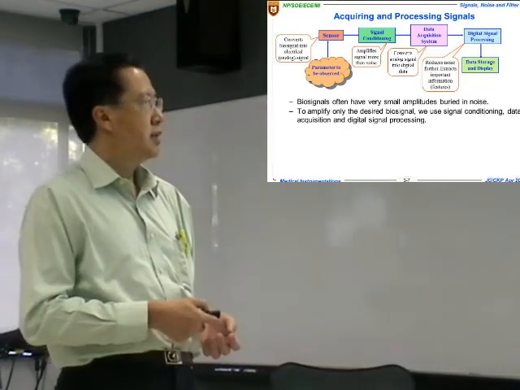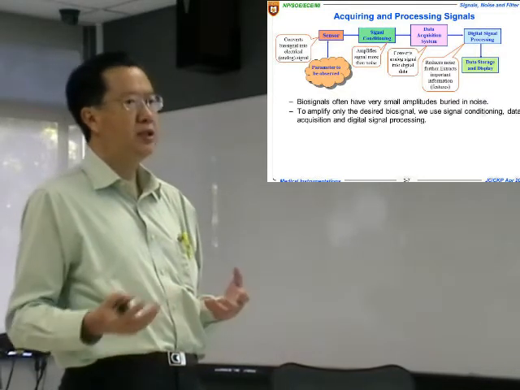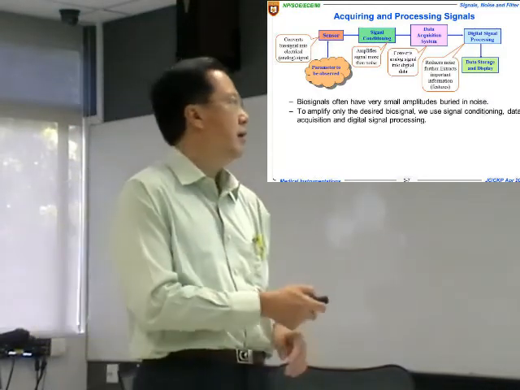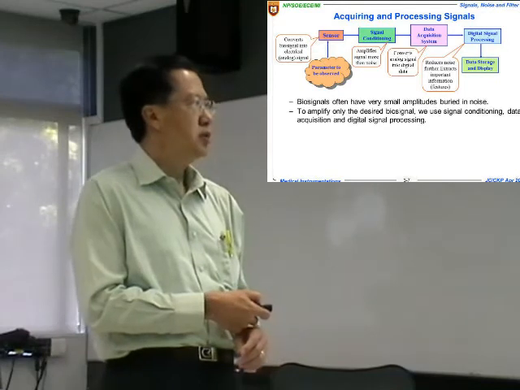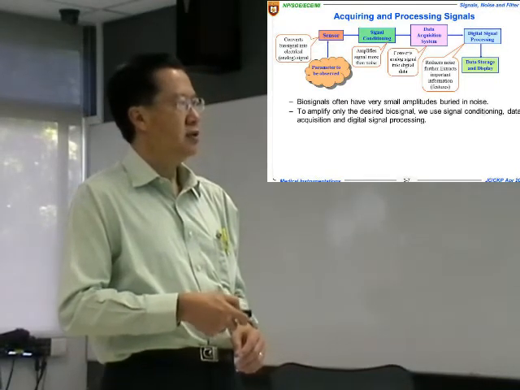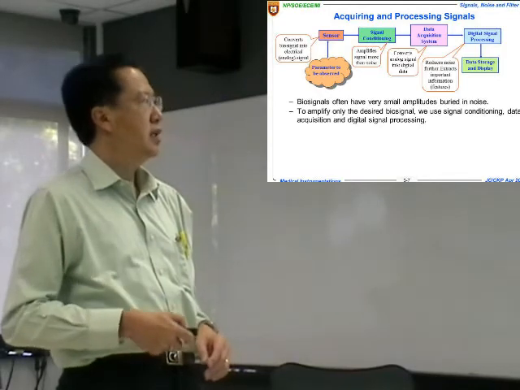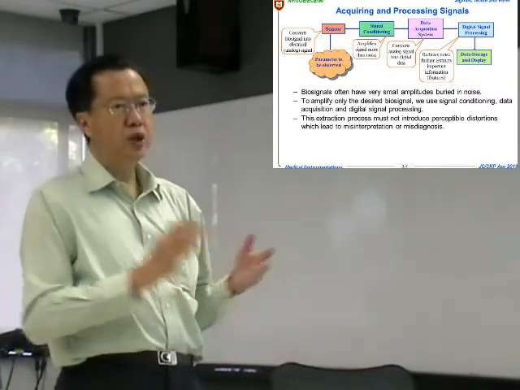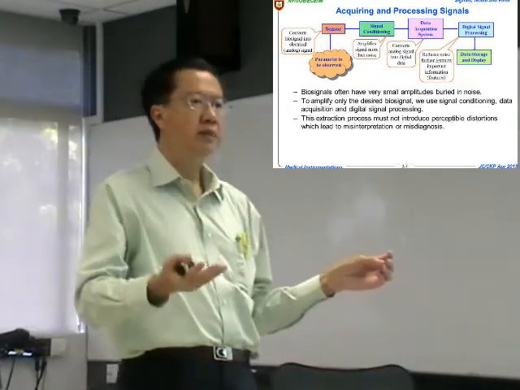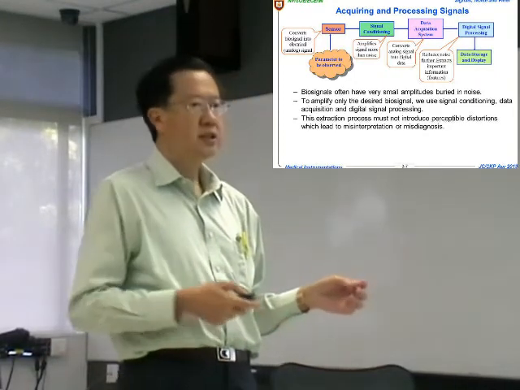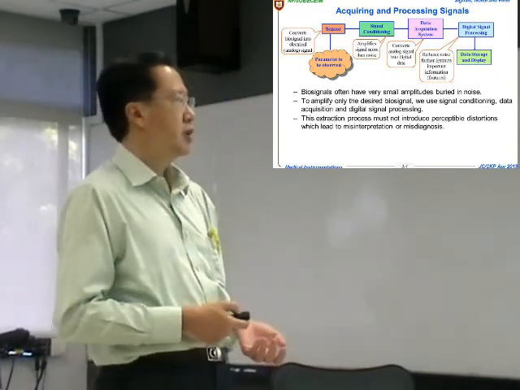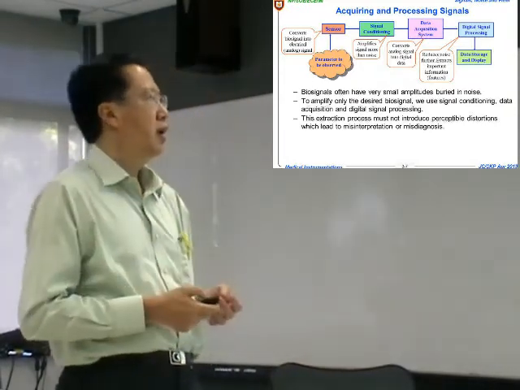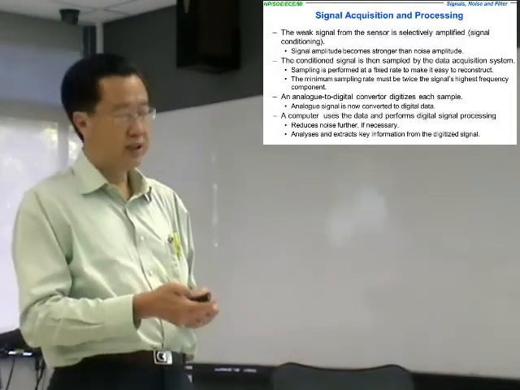So, a short summary here is that biosignals often have very small amplitudes, and this signal tends to be buried in noise, which means noise is bigger than the signal. What we really want to do is amplify the desired biosignal, and in order to do this, we use signal conditioning, data acquisition, and digital signal processing. In doing this whole process, we want to faithfully reproduce the signal. We don't want distortions that are perceptible, because perceptible distortions, which means distortions that can be interpreted as a feature, can lead to misinterpretation or misdiagnosis.